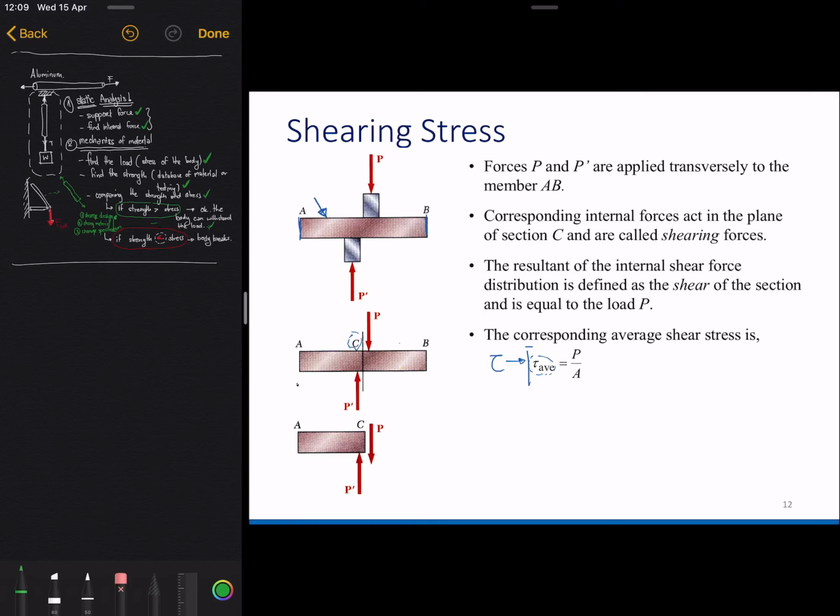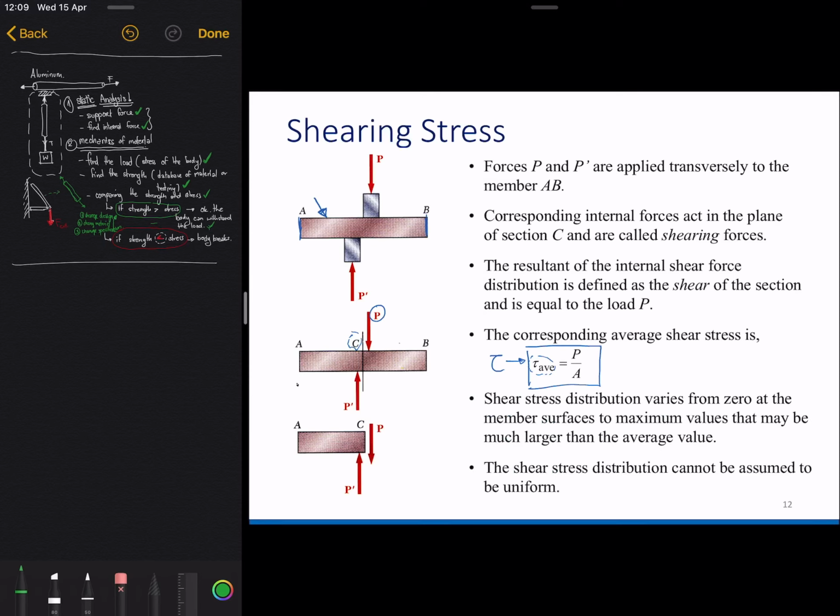Then for this one we also use a similar formula. So we have force P and we also have the area. The area is this bar area, if we see it in 3D. If this bar is 3D, then this is the area. Then this is what causes the shear stress to be distributed, and this also cannot be assumed to be uniform.